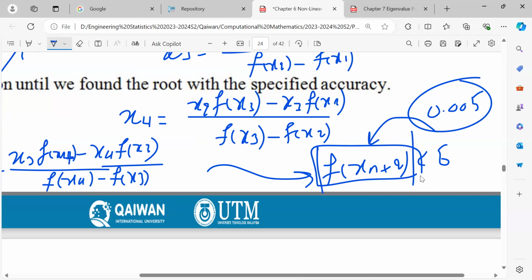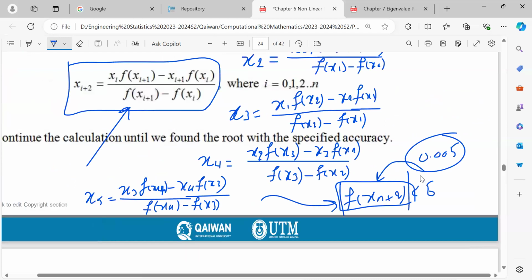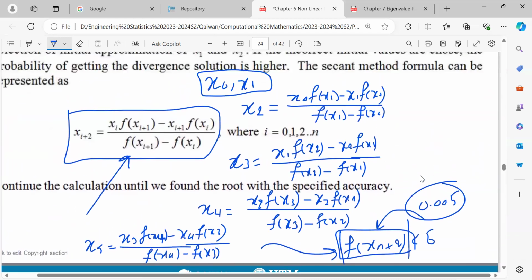It doesn't actually take too much time, because in finding x1, x2, x3, and so on, we just calculate this fraction. For this, we have the function.